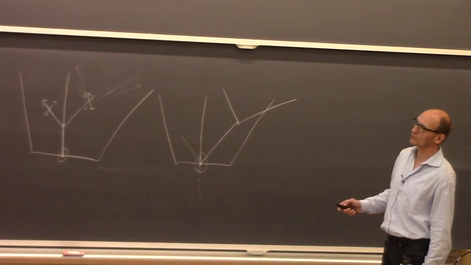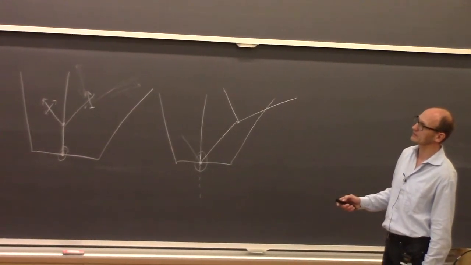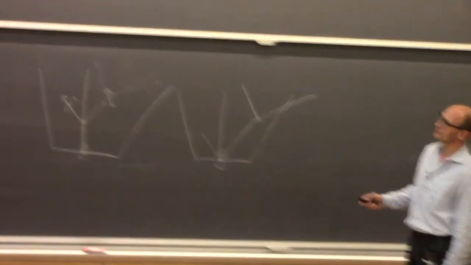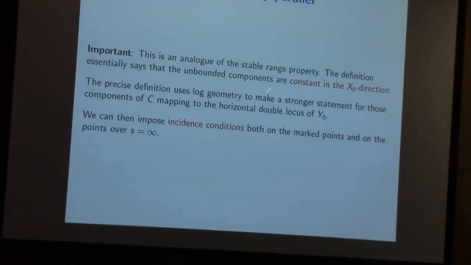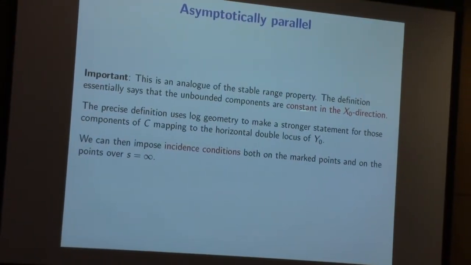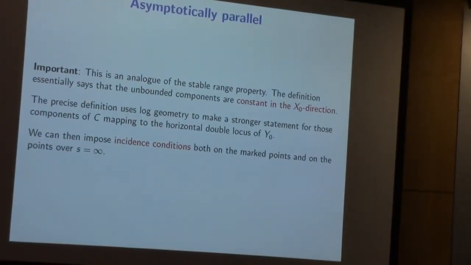It's not some more interesting curve in here. There are many other curves. You can take something like a section that looks here, goes over and has this one point here. So that is the meaning of being stable range. So we ask, in the definition, that the unbounded components are constant in the x0 direction.